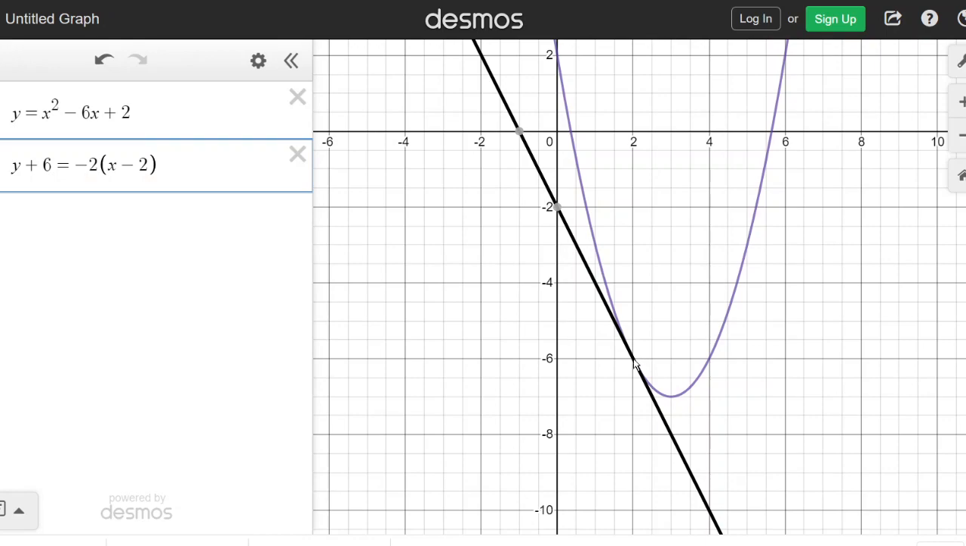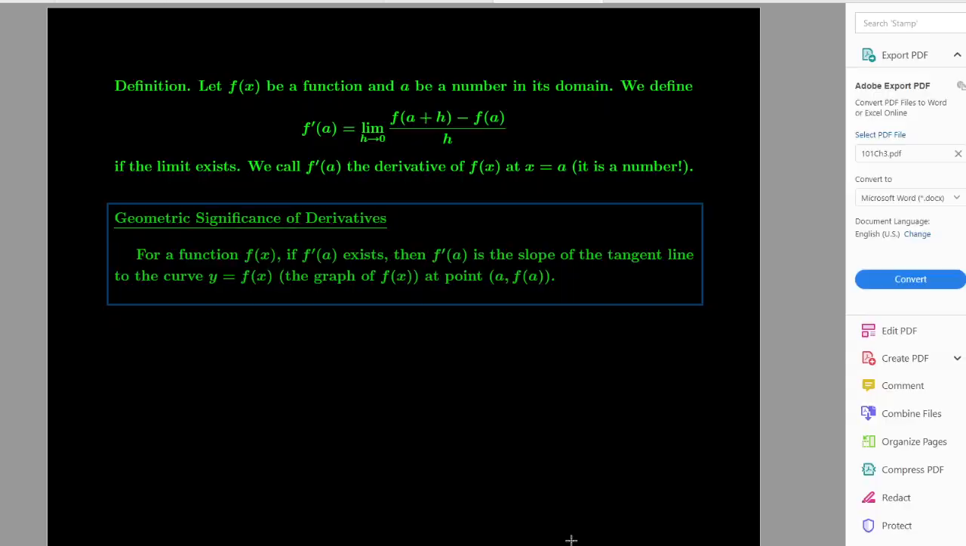Now I'm going to talk about the geometric meaning of the derivative. At this point on the parabola, with x coordinate of 2 and y coordinate of -6, there's a tangent line to the graph. This tangent line has a slope. The slope of the tangent line is -2. -2 is the derivative.